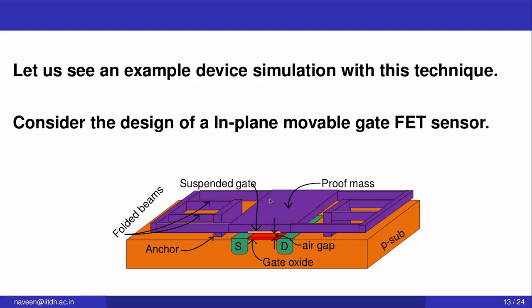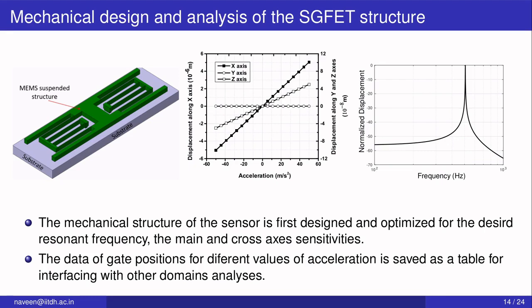What happens is, whenever there is a mechanical displacement, this gate will move along this axis, and that will result in a change in the transistor characteristics. Let's say if we have to design this kind of sensor, how do we go about designing in the various steps? The first thing would be to do the mechanical analysis. You can define this mechanical structure as shown here in, let's say, Coventor MEMS Plus or any other MEMS simulator.